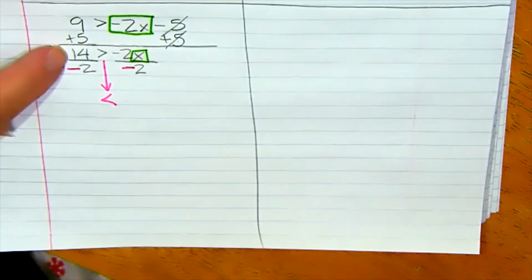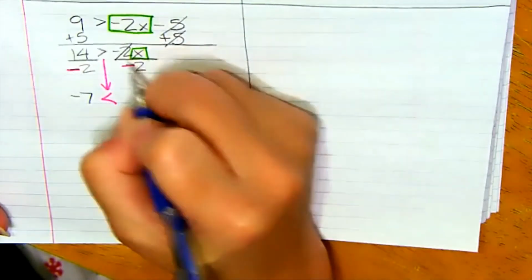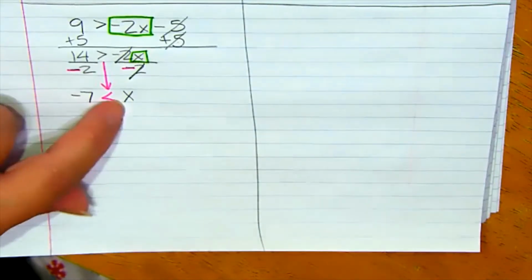So we have 14 divided by negative 2. That is going to be negative 7. These guys cancel and I'm left with x. So here's my solution. Negative 7 is less than x.